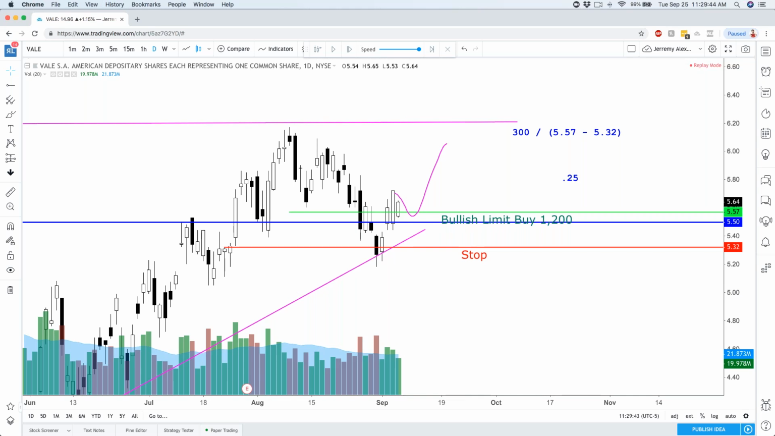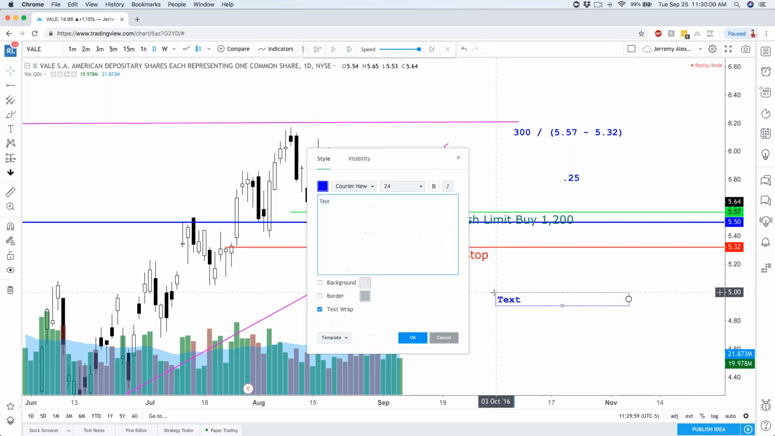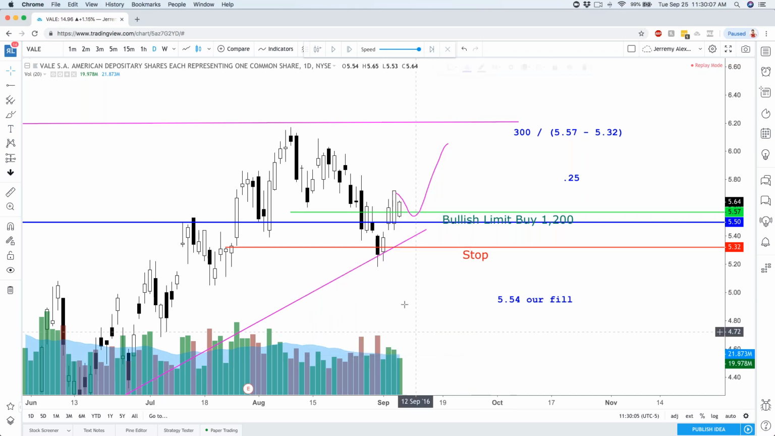Now, what's cool about this is we did retest, and in fact, if you did a limit buy at 557, right? Because you'll notice that's a limit buy. It opened at 554, so we would have gotten actually filled at 554 on this trade. That's our fill, 554, because that's where it opens. Open was 554, the low was 553, so we would have gotten filled at 554. So we got filled on a pullback.